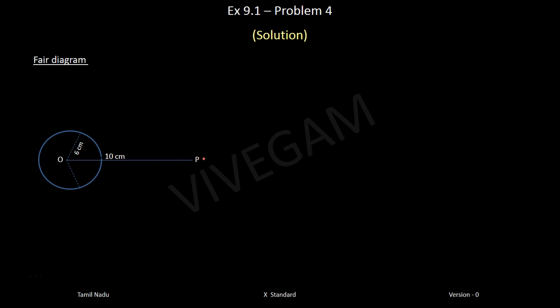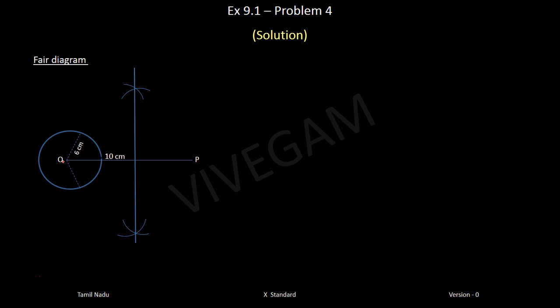You'll have to find the perpendicular bisector of OP. How will you do it? With O as a center and radius which is greater than half of 10 centimeters, so maybe 6 centimeters, draw two arcs, one on the upper side and one below. With the same radius but with P as a center, draw two arcs, one above, one below. Both the arcs will cut each other. Join the intersecting points, you will get the perpendicular bisector.